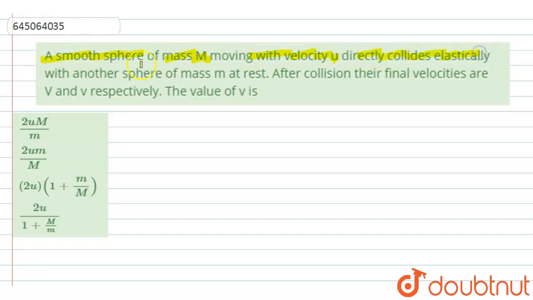The given question is: a smooth sphere of mass M moving with velocity u directly collides elastically with another sphere of mass m at rest. After collision, their final velocities are V and v respectively, and we have to find the value of v, and these are the given options we have.